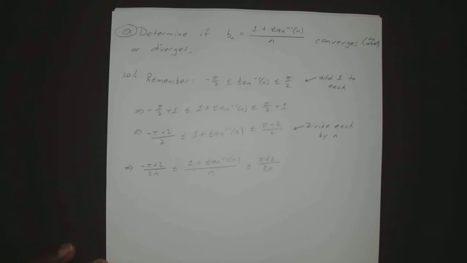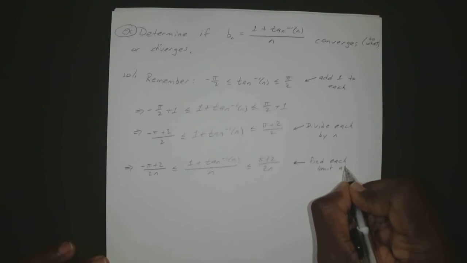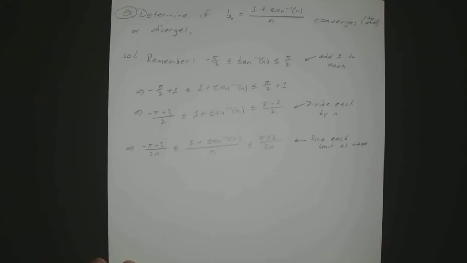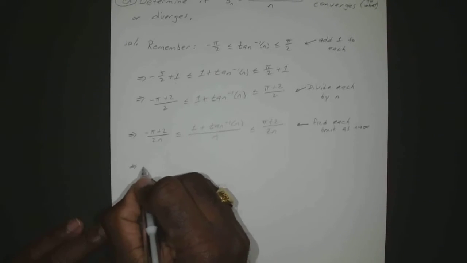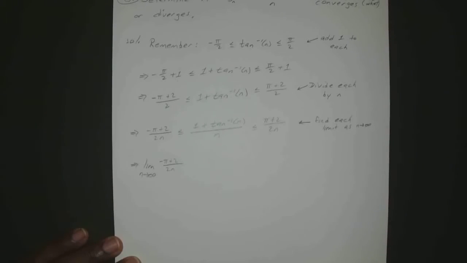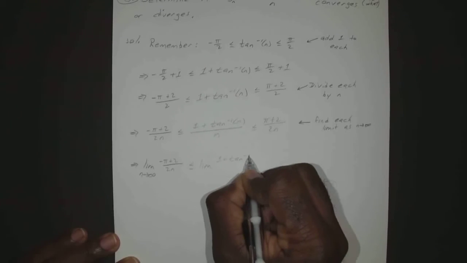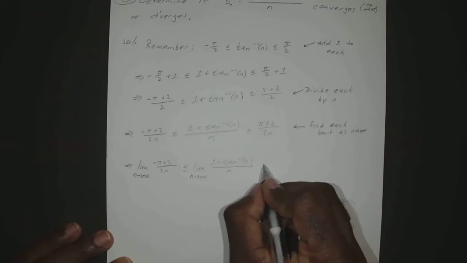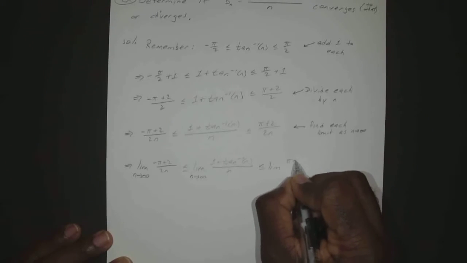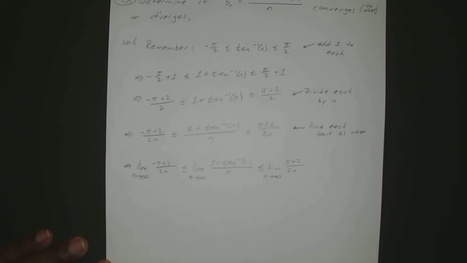Okay. So now we get the limit of each one as n approaches infinity. Okay, so we have the limit of negative pi plus 2 divided by 2 times n as n approaches infinity, which is less than or equal to the limit of 1 plus tangent inverse of n divided by n as n approaches infinity, which is less than or equal to the limit of pi plus 2 over 2n as n approaches infinity. Okay. So from both ends, you have a constant divided by a value that's getting bigger and bigger and bigger.